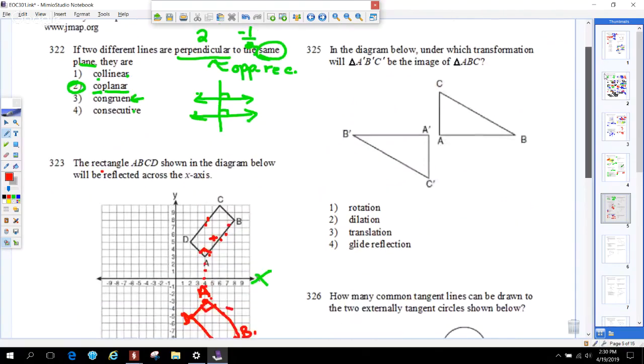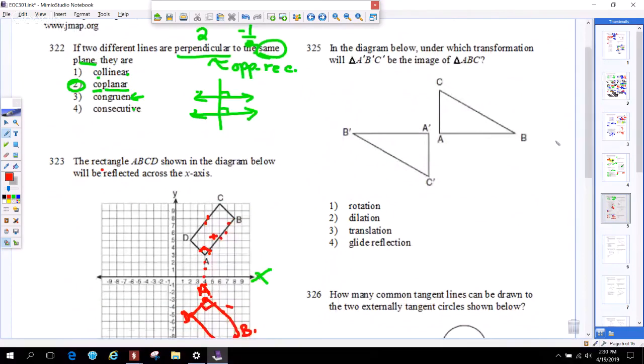Next. In the diagram below, under which transformation did it occur? Well, let's see. Here's A goes to A. Oh, look at this. Our B is here, and our other B is all the way over here. So right now, if we only saw these lines, it could be a reflection. But look what happens to C. C doesn't just move this way for it to be a reflection.